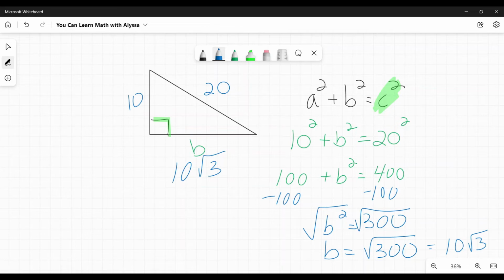Remember this theorem, memorize it, memorize it, memorize it. Put it in your brain for the long term. It is going to keep coming up again and again and again in both algebra, geometry, and later even in trig and such. Just trust me on this. All right, so that's it for Pythagorean theorem.